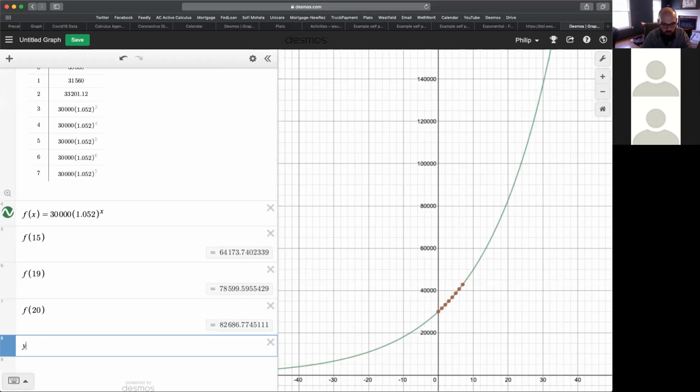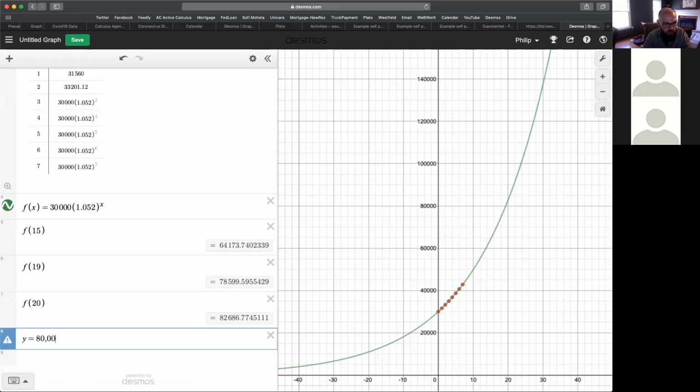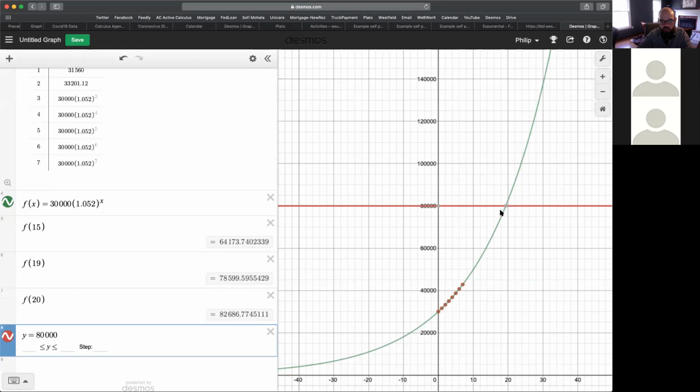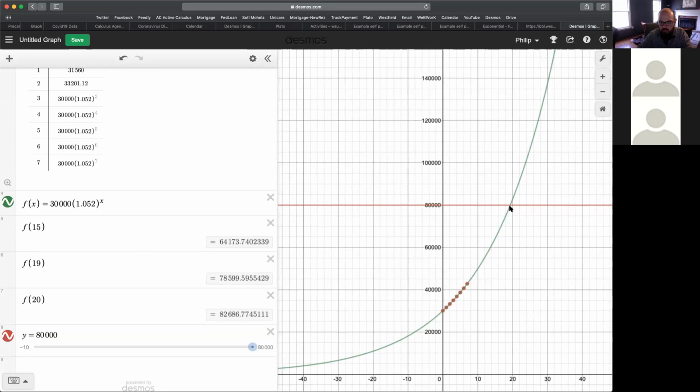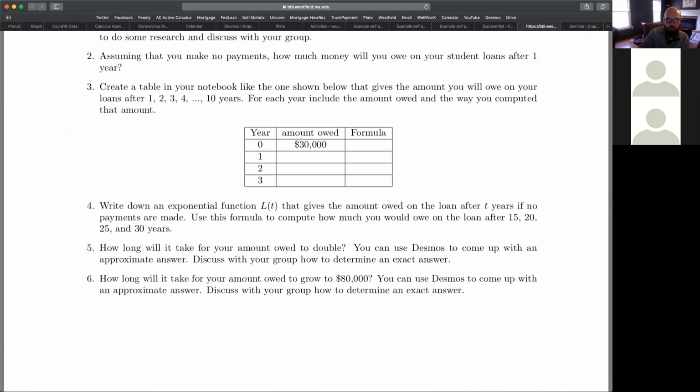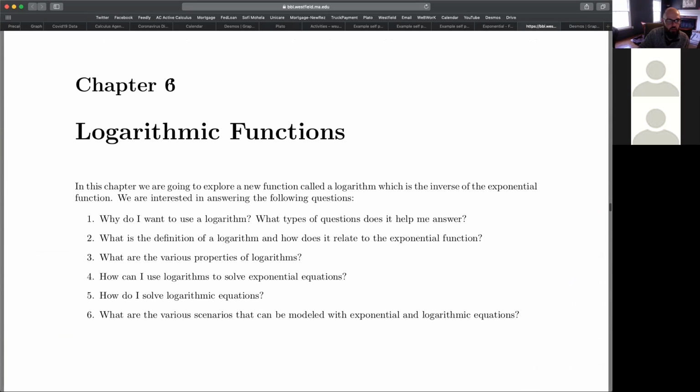Now, one way to do that would be to use a calculator and graph y equals 80,000. I could get a more precise answer computationally by looking at something like this. After 19.348 years, we would get this. But again, if we need more precision than that, we're going to be in trouble. So the tool that we're going to use to solve equations like this, how do we solve exponential equations? That tool is going to be called a logarithm. So next week we're going to start in on chapter 6, and we're going to think about logarithmic functions.